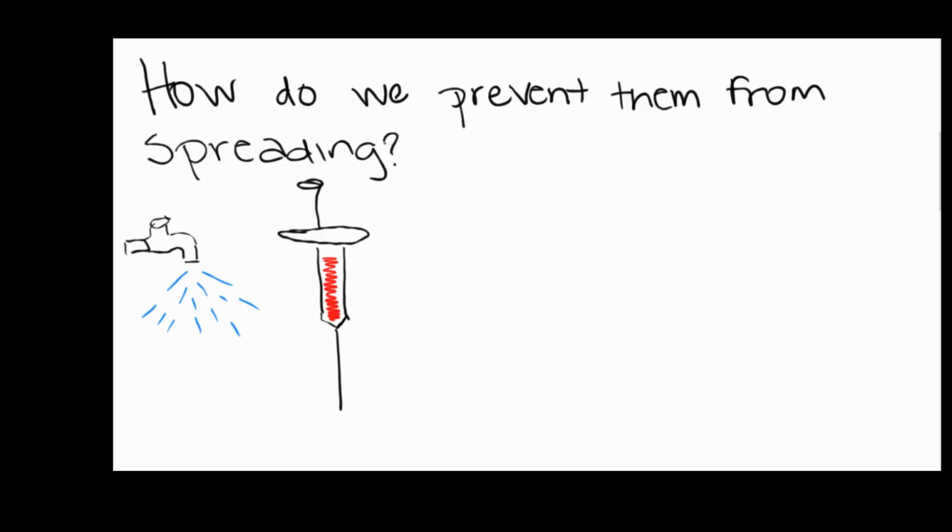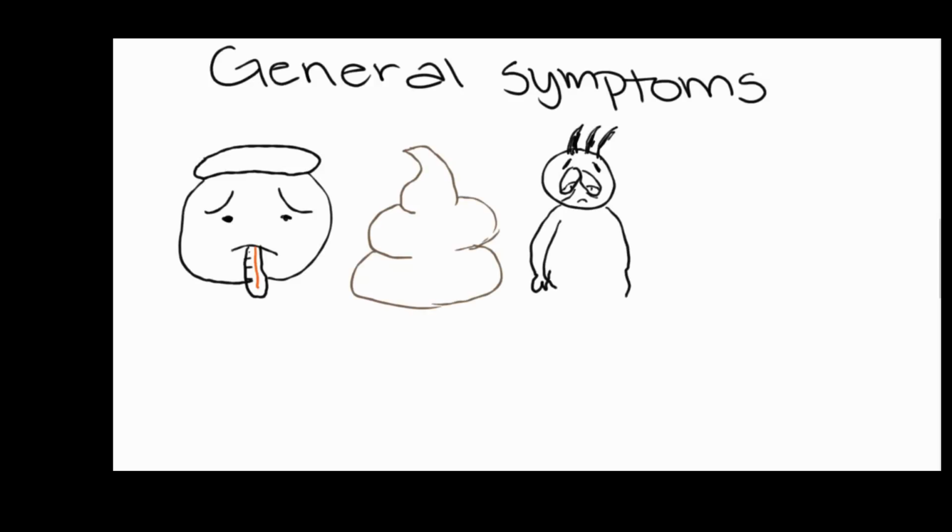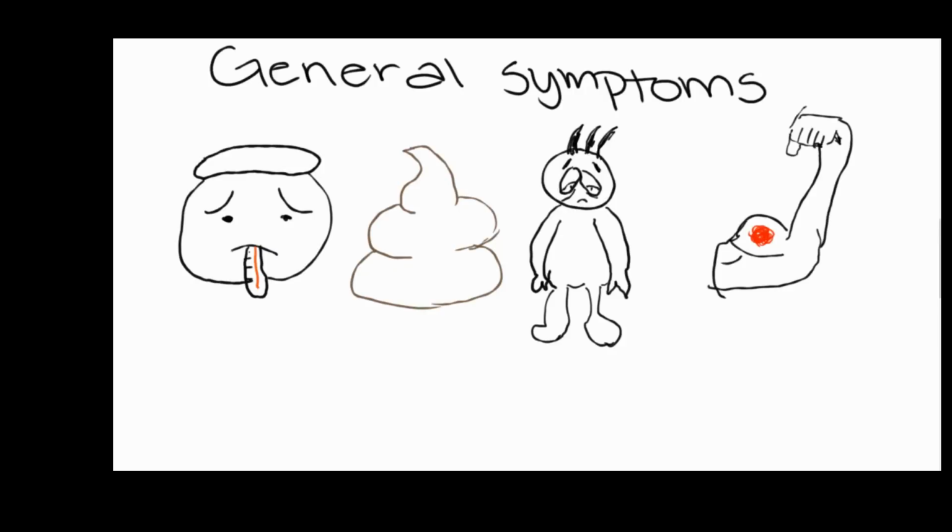Vaccines prevent hepatitis B, measles, meningitis, mumps, rubella, tetanus, tuberculosis, yellow fever, just to name a few. Also, stay at home if you're ill. If you have an infectious disease, how will you know? Some general symptoms include fever, diarrhea, fatigue, muscle aches, and coughing.